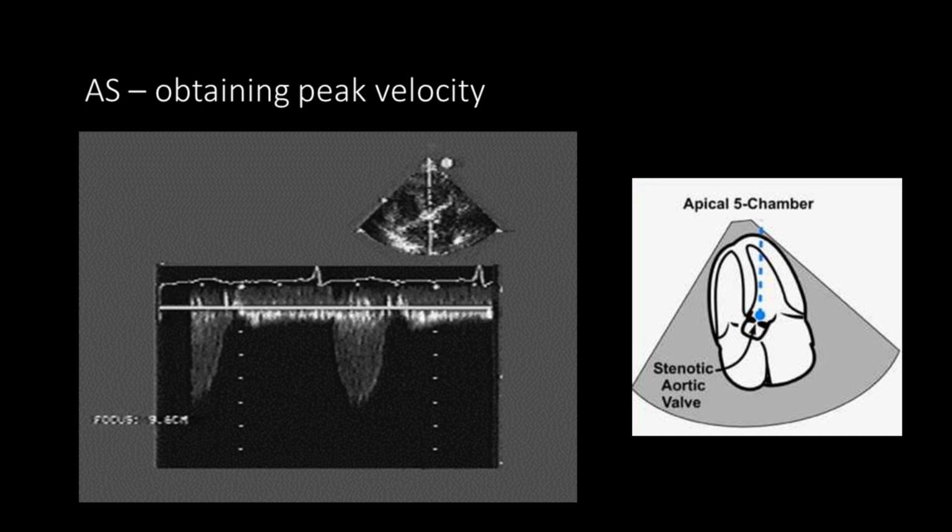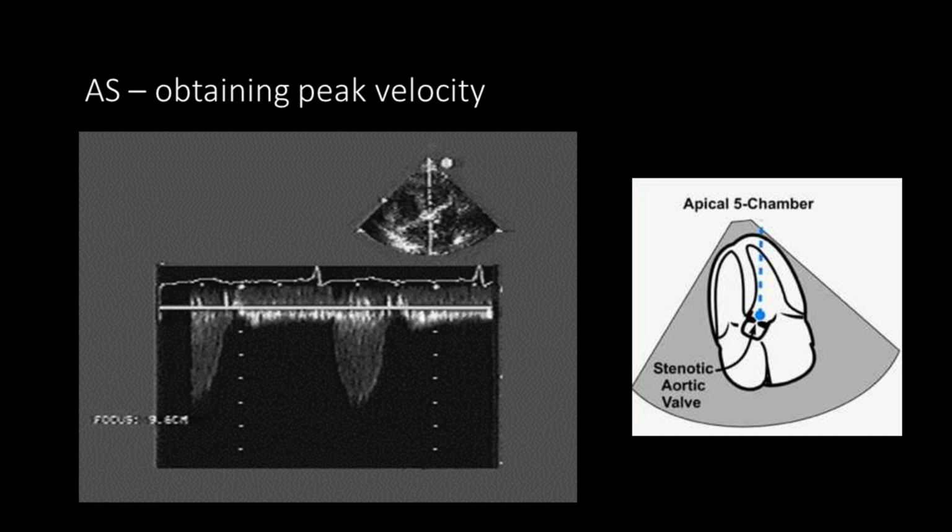One of the main measurements that we use to define aortic stenosis is the peak velocity. What we do is we use the 5-chamber view, where your aorta is slightly opened up. We put the cursor of the continuous wave Doppler just close to the aortic valve, and then we measure the peak aortic velocity using that jet.